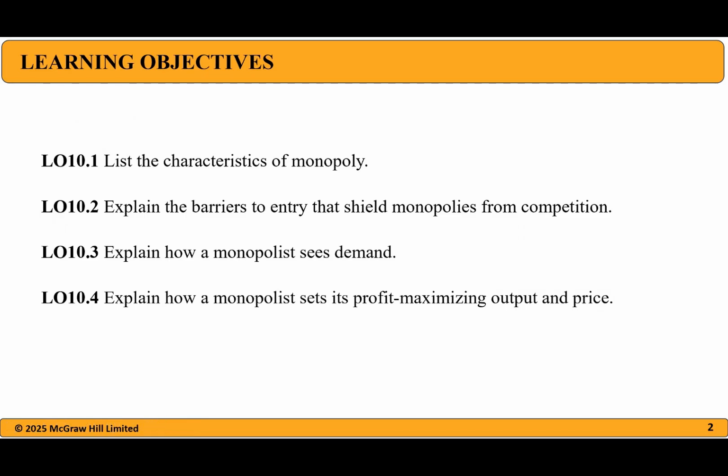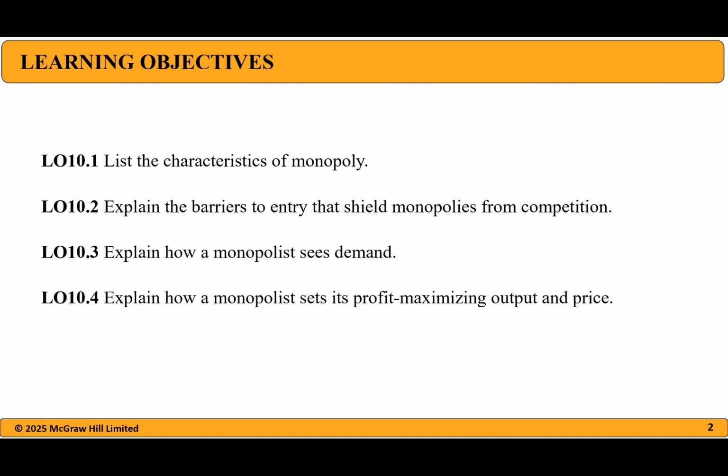After completion of this chapter, you should be able to list the characteristics of monopoly. We have already seen some characteristics during the perfect competitive model. Another objective is that you should be able to explain the barriers to entry that shield monopolies from competition.